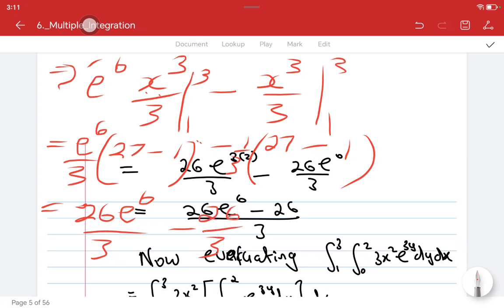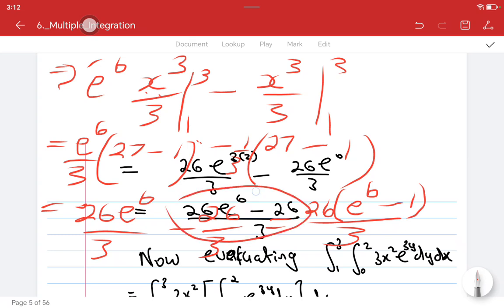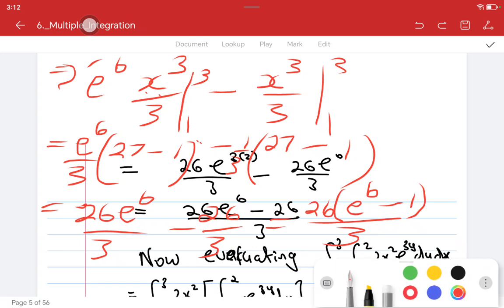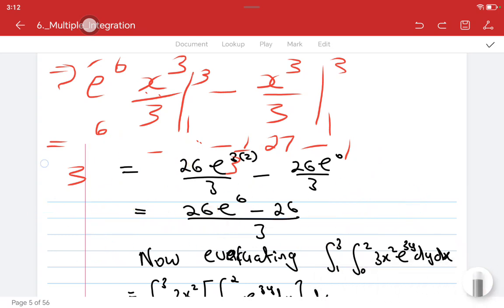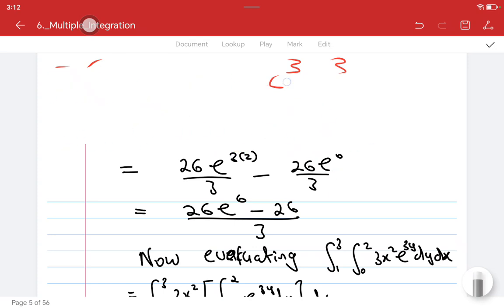Yeah, 26 over 3. So when I factor out this and keep the bases the same, I can see that the base is 3, right? So the base, factor out 26 there, I'll be left with e to the 6 minus 1. Or I don't even factor out, I was still going to get the same solution. You see, right? So with these ones, even if you change the order of the integrals, there won't be any difference as long as all the limits are constants.